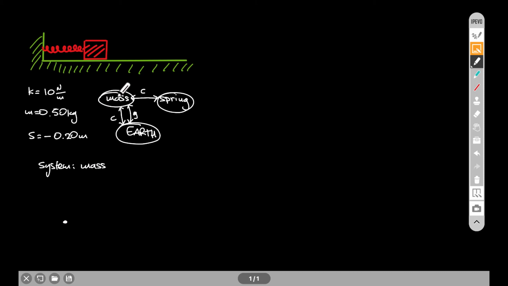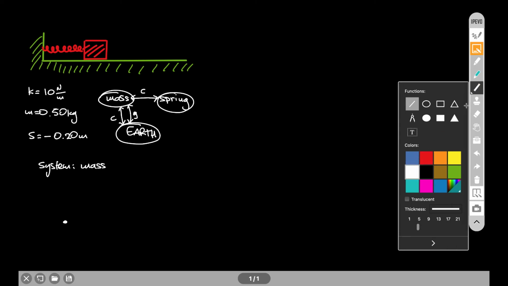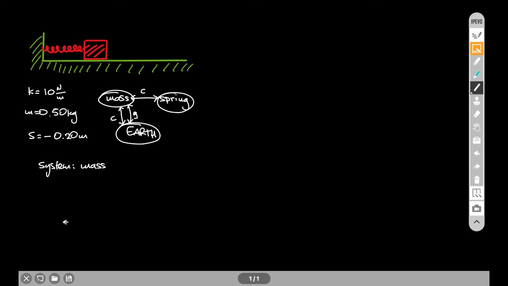For the system being the mass, I can see that I have three interactions. So I need to show three forces. The one from the earth, so three forces, one pointing down, one pointing up, and the one from the spring. I'm assuming that my spring is compressed, so it's pushing the mass.